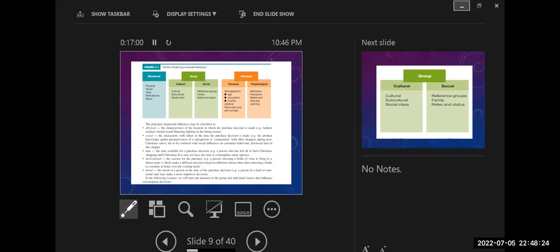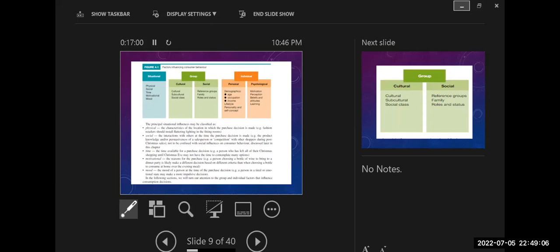The third dimension is time, the time available for the purchase decision. A person who has left all their Christmas shopping until Christmas Eve may not have the time to contemplate many options, so there might be different needs for those people in that situation. The fourth one is motivational, the reasons for the purchase. And last but not least is mood. The mood of a person at the time of the purchase decision might differ from one consumer to another. For instance, a person in a tired or emotional state may make more impulsive decisions, keputusan yang tiba-tiba.